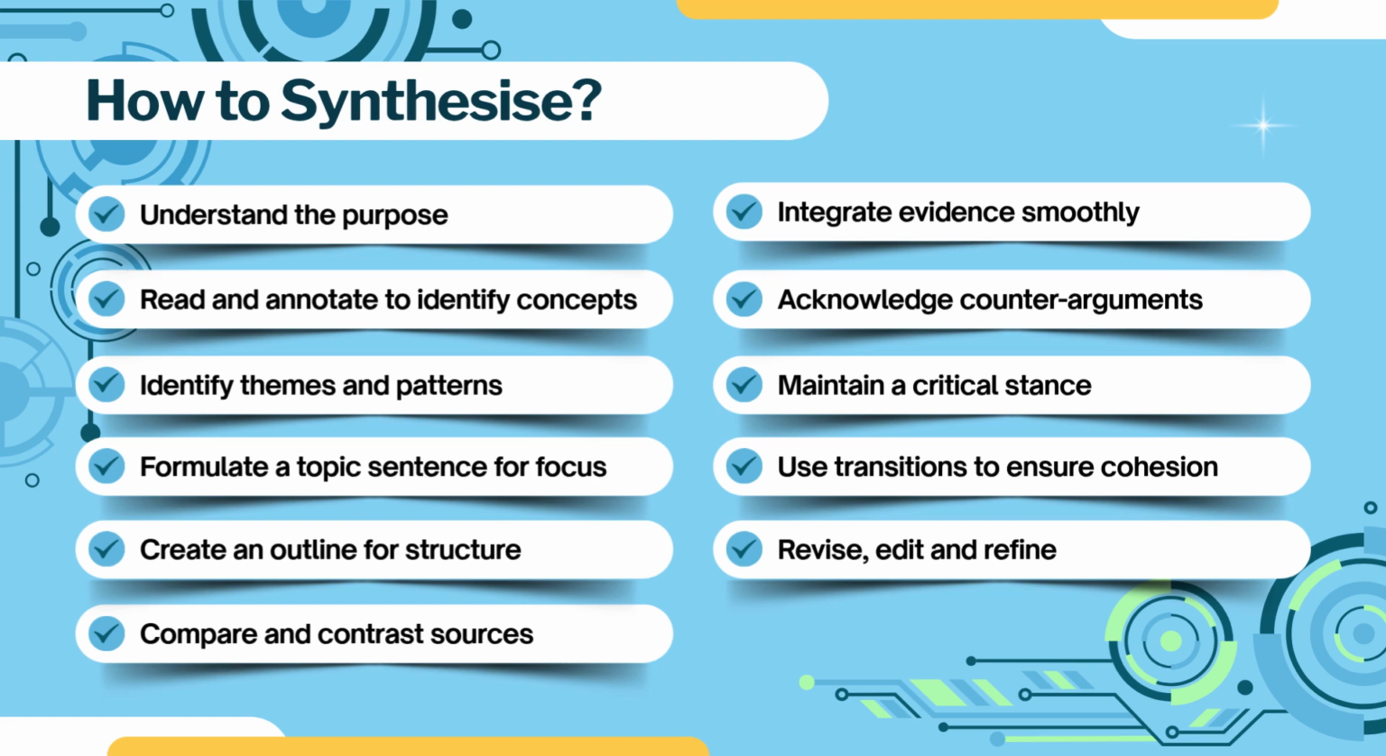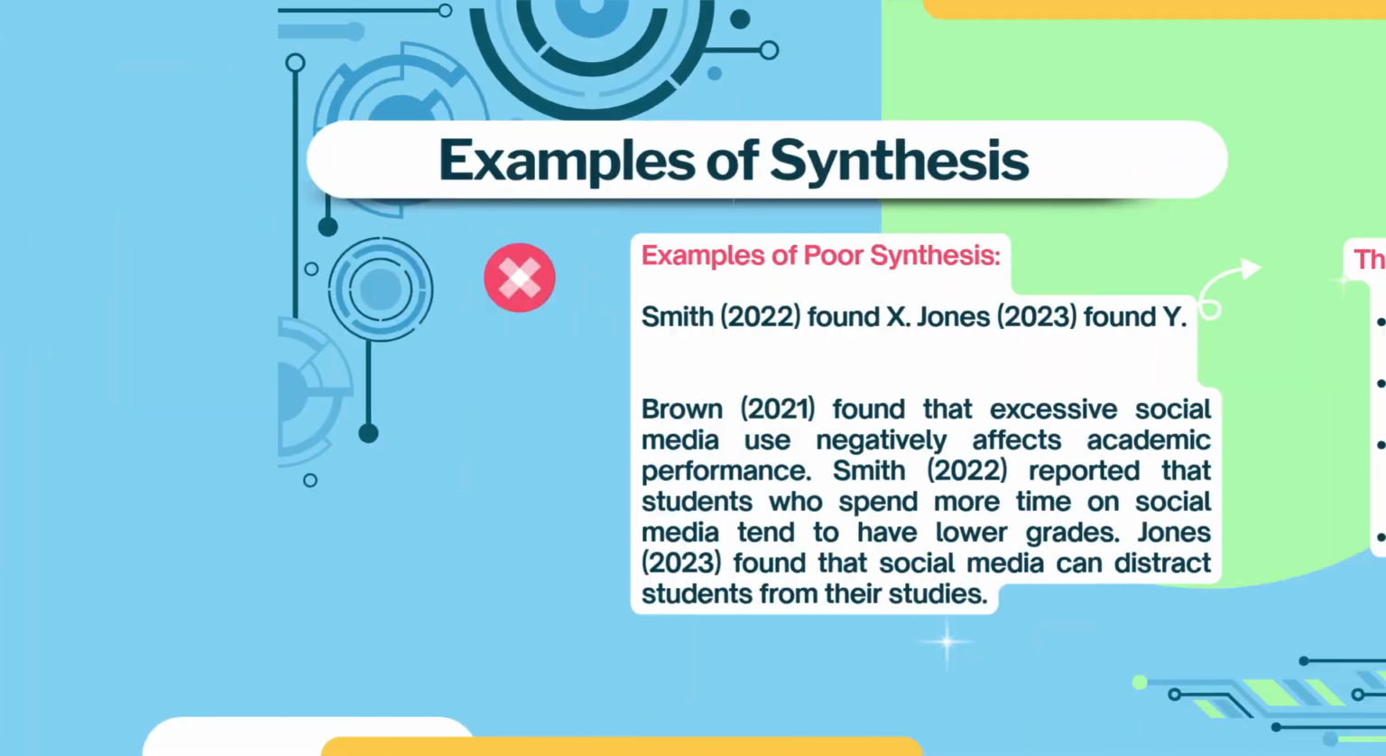Compare and contrast sources by identifying any similarities and differences. Integrate evidence smoothly using quotes, paraphrasing, and summarizing from various sources. Acknowledge counterarguments between sources. Maintain a critical stance by evaluating the quality and reliability of sources throughout the process. Use transitions to ensure cohesion and a logical flow in your discussion. And finally, revise, edit and refine your work.